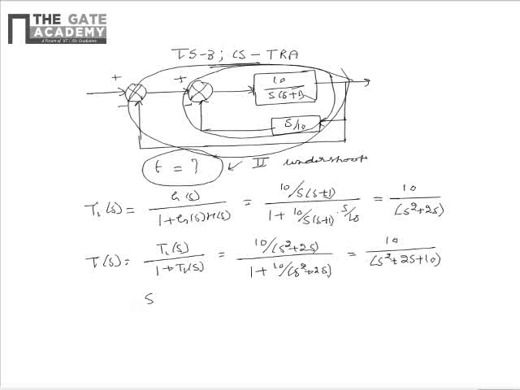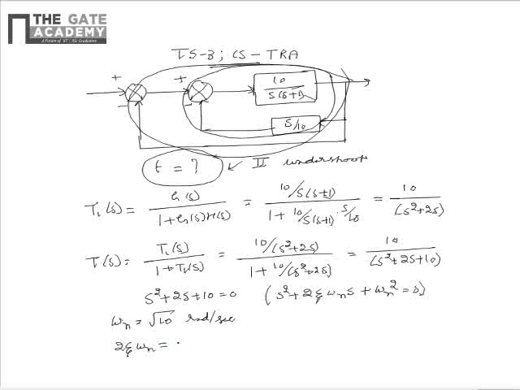From the obtained transfer function, we see that the characteristic equation of the control system is s square plus 2s plus 10 is equal to 0. So here the natural frequency of oscillation of the control system is omega n is equal to root 10 radians per second. This is obtained by comparing the characteristic equation with the standard characteristic equation s square plus 2 eta omega n s plus omega n square is equal to 0. And also from the standard form, 2 eta omega n is equal to 2, which implies eta is equal to 1 by root 10.